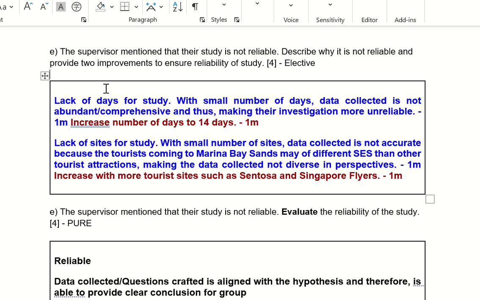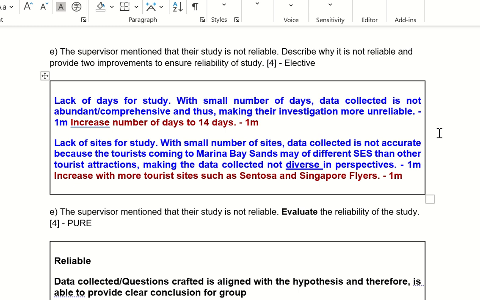Okay. If you talk about lack of sites for the study, with small numbers of sites, data collected is not accurate because the tourists coming to Marina Bay Sands may have different SES than other tourist attractions, making the data collected not diverse in perspective. When I talk about SES, it means socio-economic status, because if you go to Marina Bay Sands, it's all very high priced goods. So maybe those who are going to Marina Bay Sands are all very high SES. Okay, so it doesn't make it diverse.